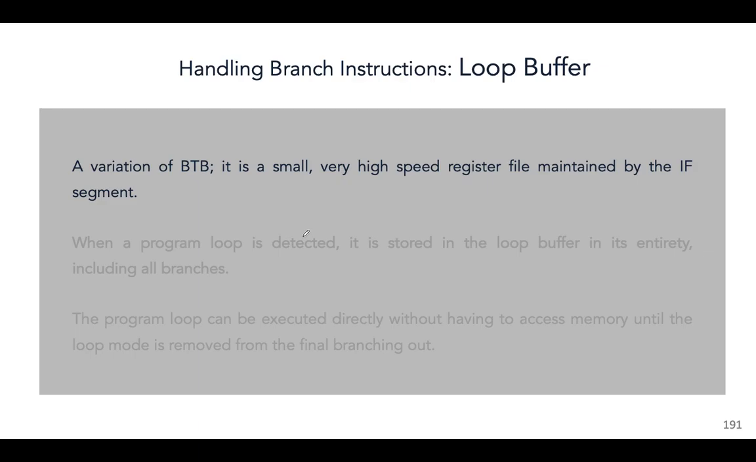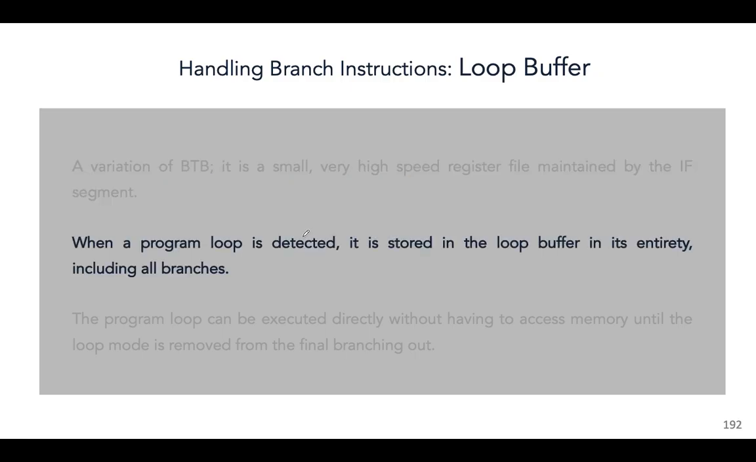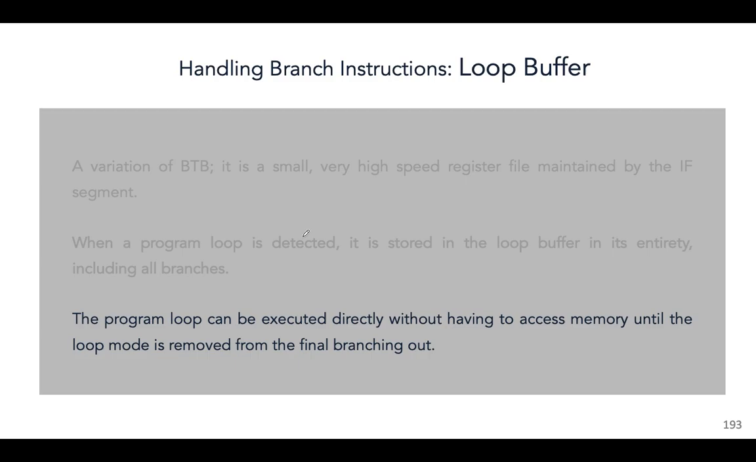This is a variation of the BTB. It is a very small high-speed register file which is maintained by the instruction fetch segment of the pipeline. Now, when a program loop is detected, it is stored in the loop buffer in its entirety, including all the branches. The program loop can be executed directly.